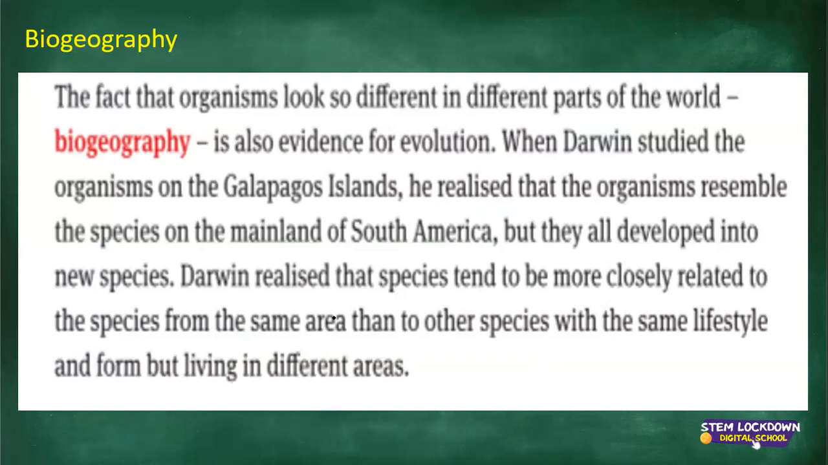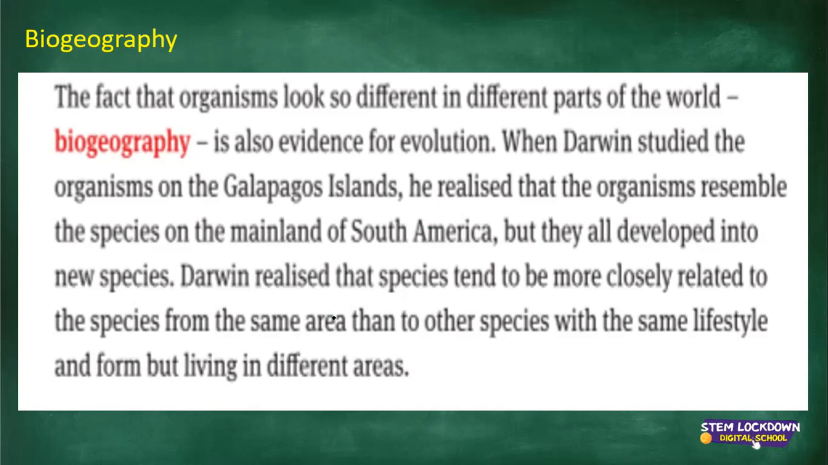Biogeography explains the fact that organisms look so different in different parts of the world. That's because of biogeography. It is also evidence for evolution. You can see that, and it goes back in time. When Darwin studied the organisms on the Galapagos Islands, he realized that the organisms resemble the species on the mainland of South America, but they all developed into new species.